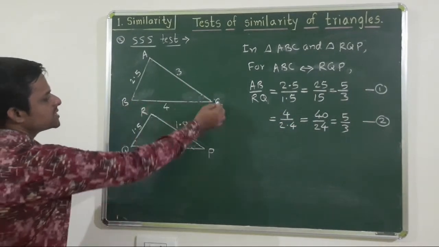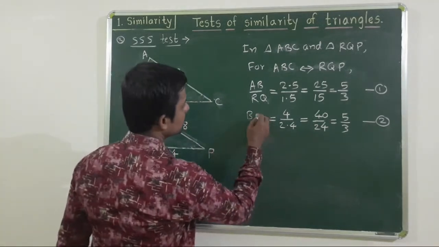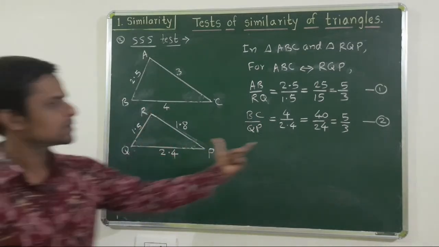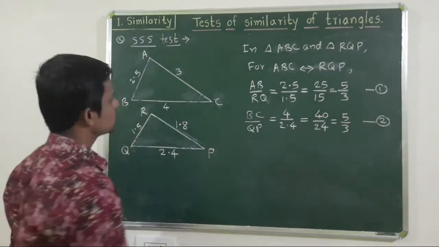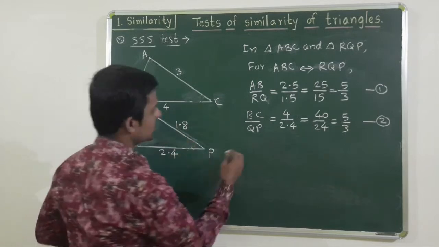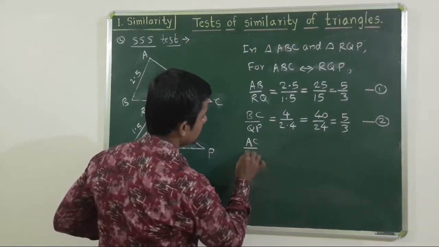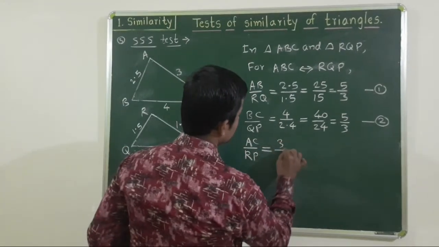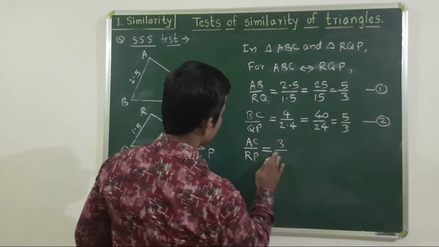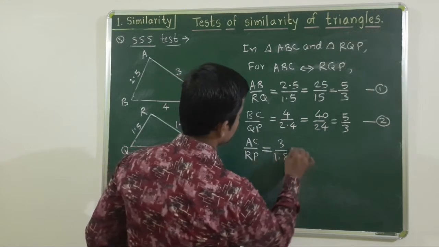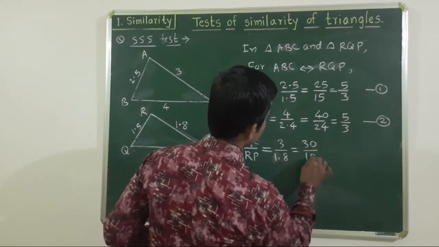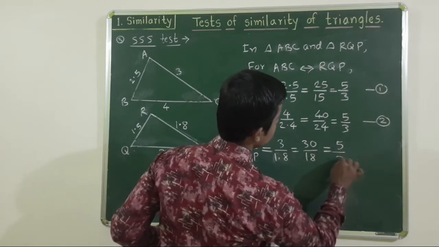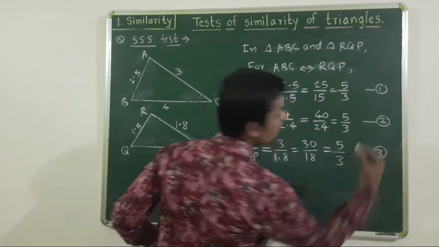Another ratio, that is BC upon QP. BC upon QP is 4 upon 2.4, that is also 5/3. And the third ratio is AC upon RP. AC upon RP, that is 3 upon 1.8. That is 30 upon 18, that is 5/3. Statement number 3.